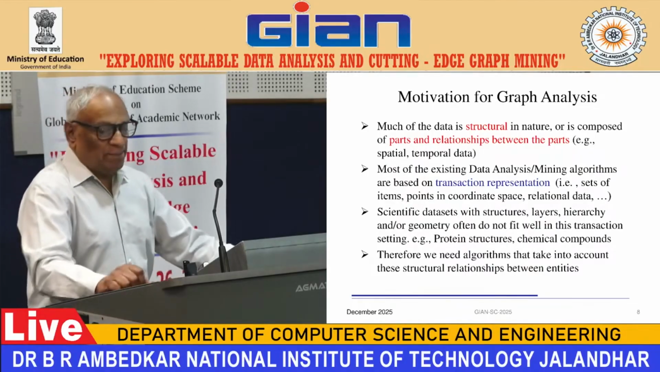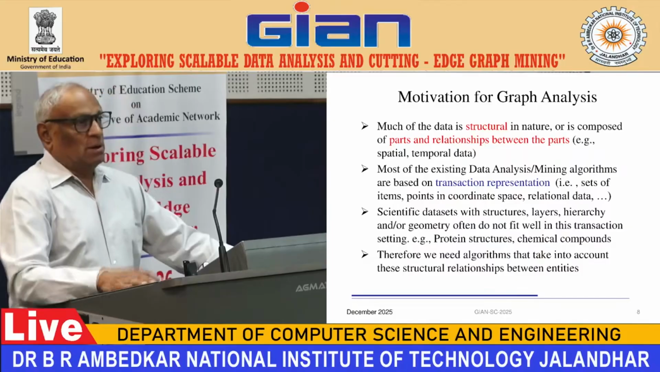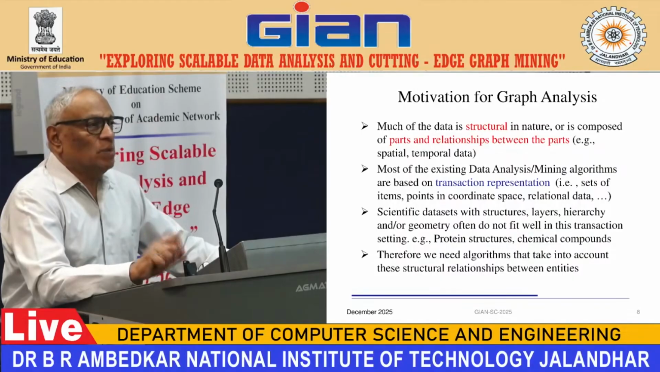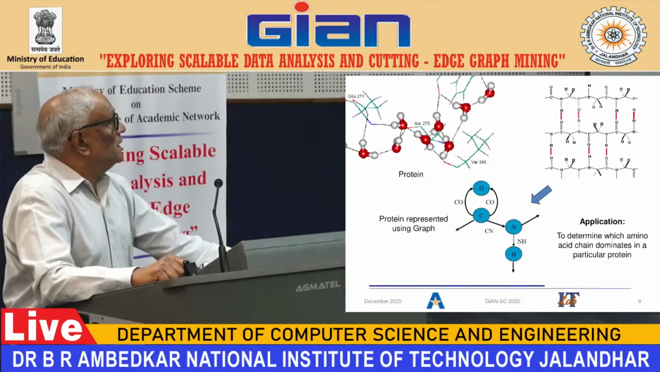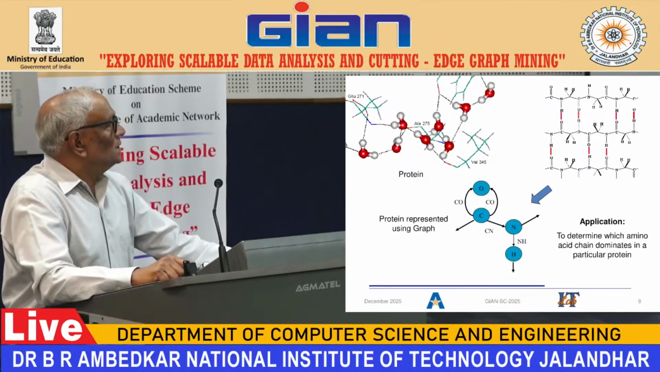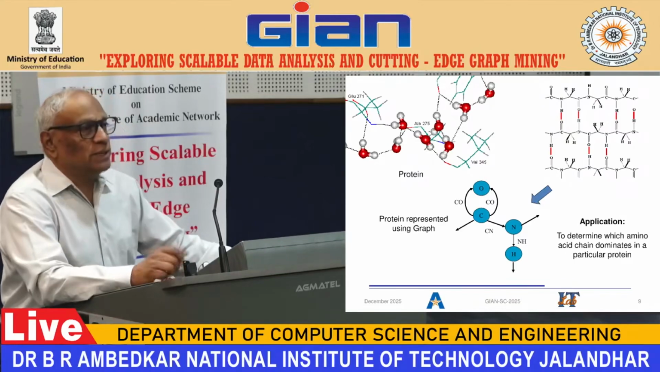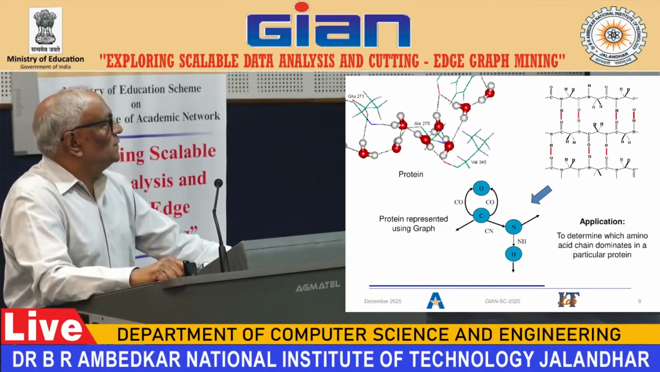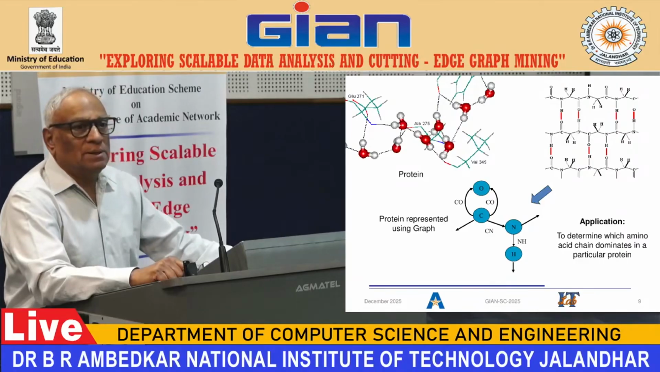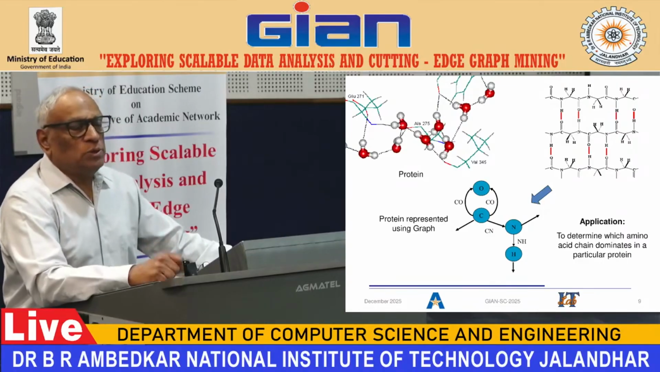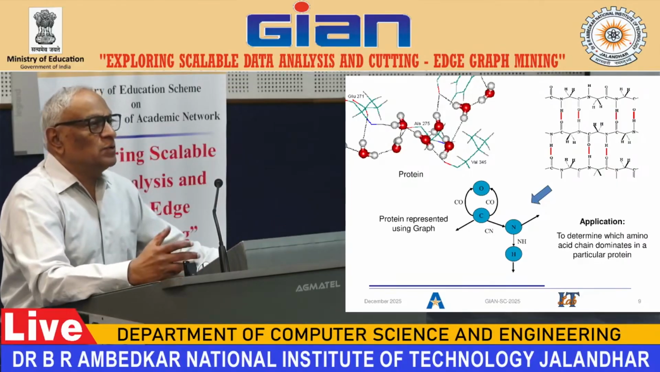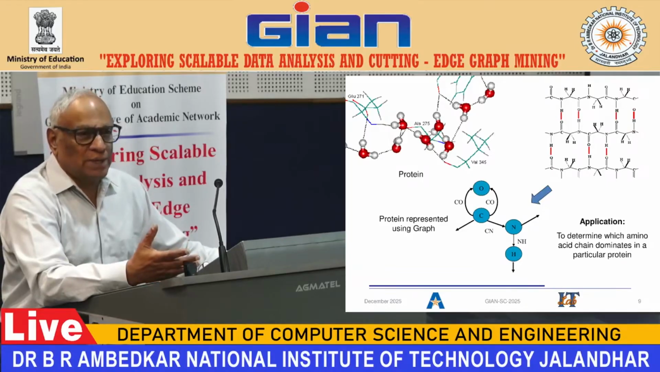So here are some examples of things from the real world that can be modeled as graphs. This is a protein. You can see that this protein has nodes and edges. Here is a benzene structure. This benzene structure has nodes and edges. You cannot represent it as a table in a very easy way, or even if you represent it, it's very difficult to understand.